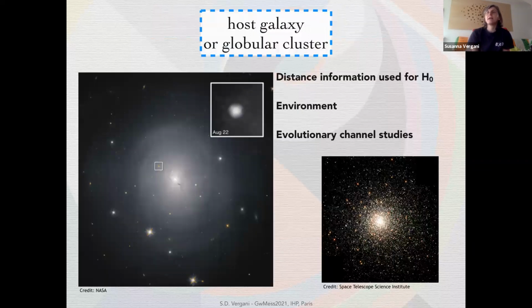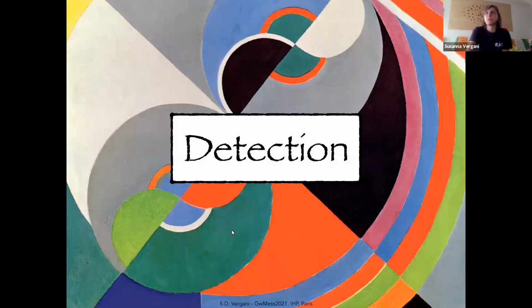Then I end the list of the observational properties of the electromagnetic counterparts with the host galaxy. As I said, we expect that binary neutron star mergers happen in standard galaxies, as I show you here in an example, or in globular clusters. Globular clusters are not galaxies, they are very dense clusters of stars that are gravitationally bound and that are found in the halo of galaxies.